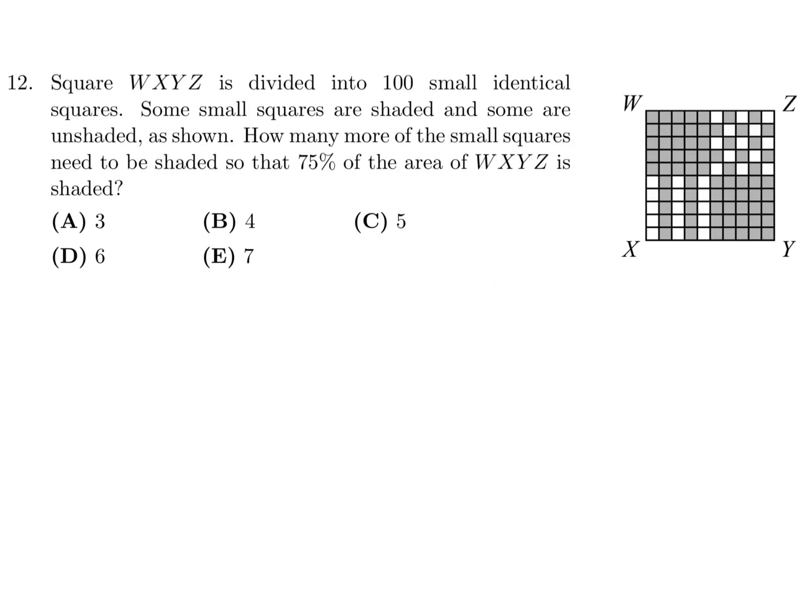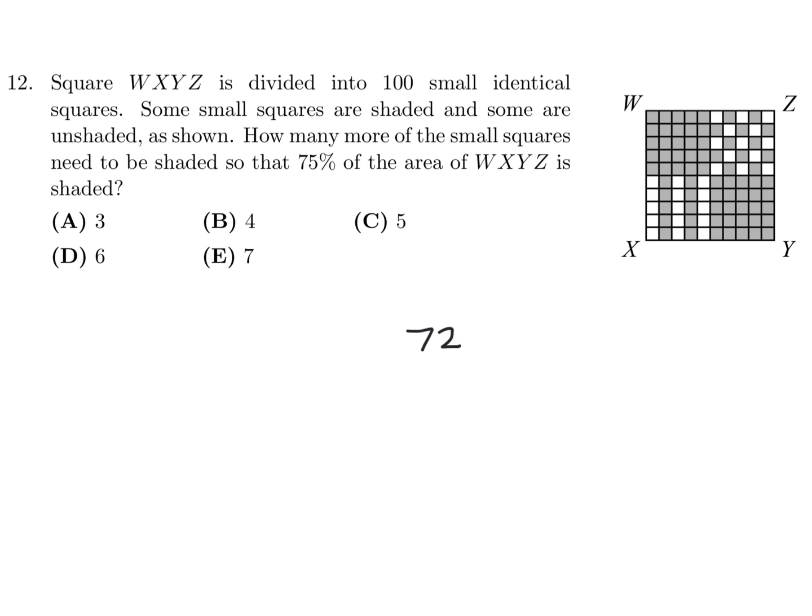Square WXYZ is divided into 100 small identical squares. Some small squares are shaded and some are unshaded as shown. How many more of the small squares need to be shaded so that 75% of the area of WXYZ is shaded? Okay, so you can count all the ones that are shaded. It wouldn't take you that long. And when you do, you'll find that 72 of them are shaded, those small little squares.